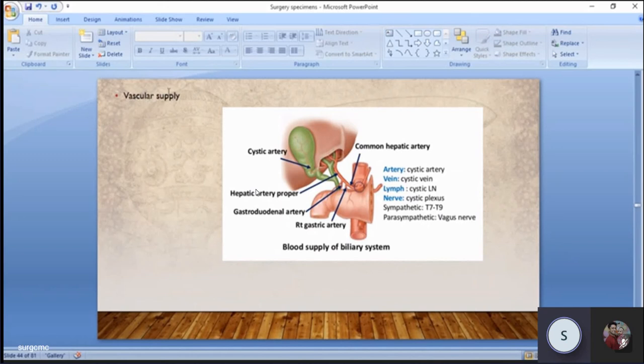Also, what is the vascular supply? So vascular supply is by the cystic artery, which is a branch of the right hepatic artery, which is a branch of the common hepatic artery, which is a branch of the celiac.